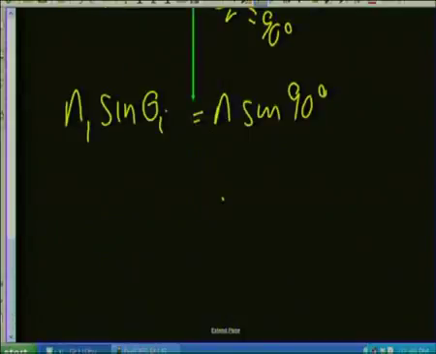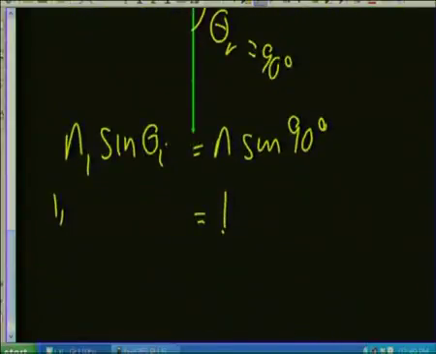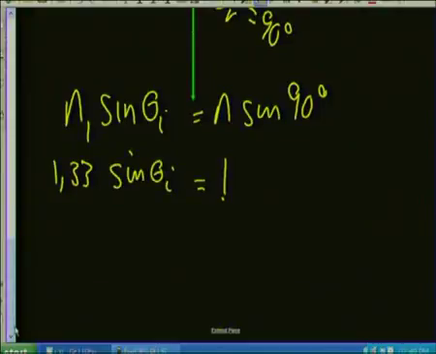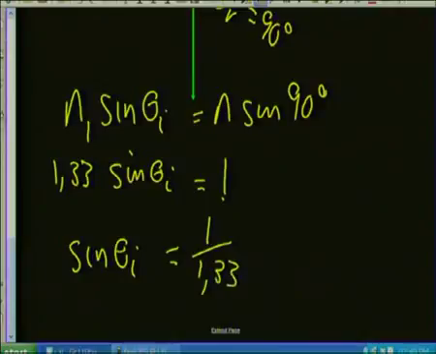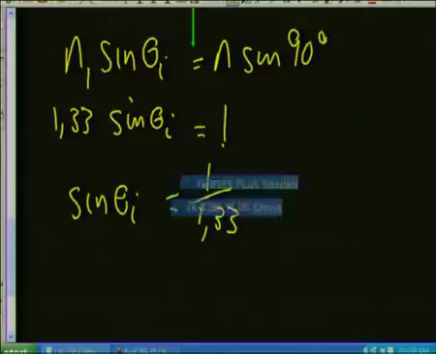Now, what's the sine of 90? The sine of 90 is 1, and the refractive index is 1. So what you recognize here is the refractive index of water was 1,33, and this is the sine of theta I, and we're wanting sine of theta on its own, so we're going to say it's 1 over 1,33, and we will then be able to plug that into the calculator.